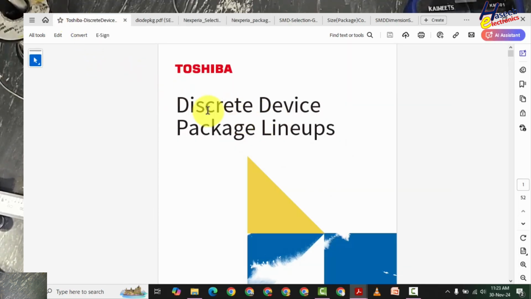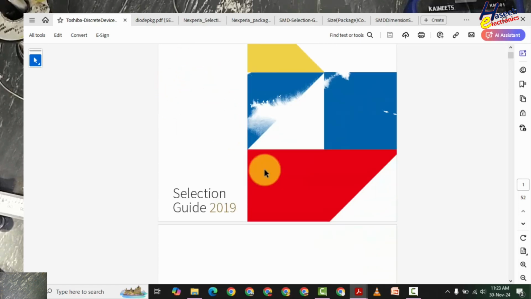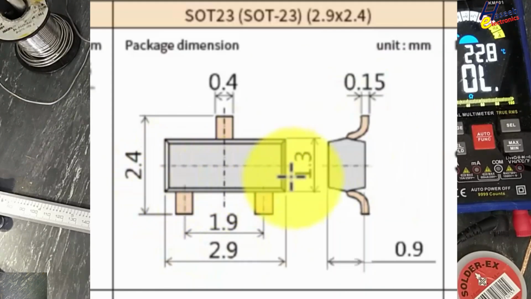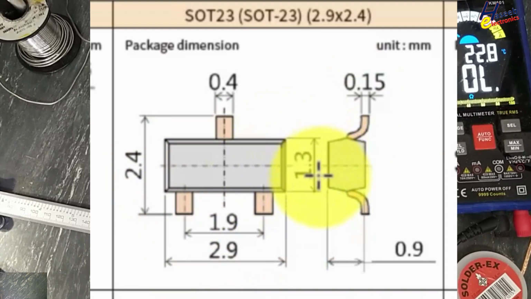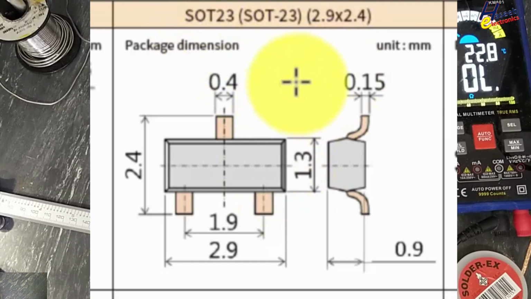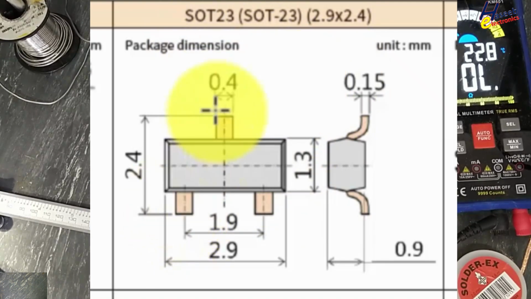You can find discrete devices package lineups from Toshiba. You can download these documents. Body from here to here is 2.9 and body width 1.3, and its leads are outside. So it is SOT23 package. The third dimension, from lead to lead, is 2.4 millimeter.